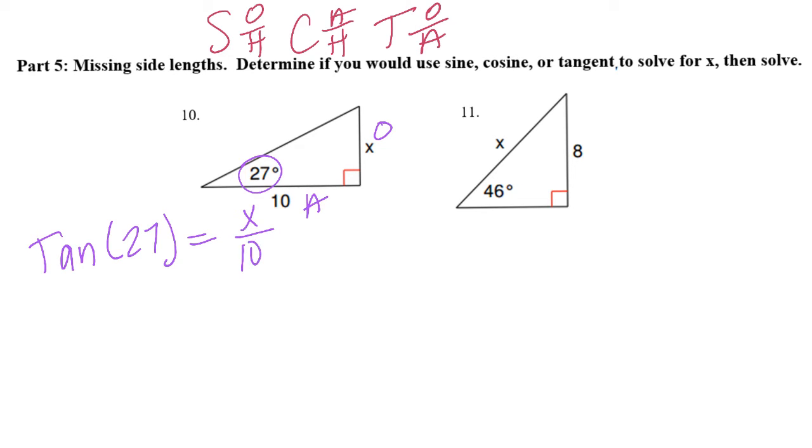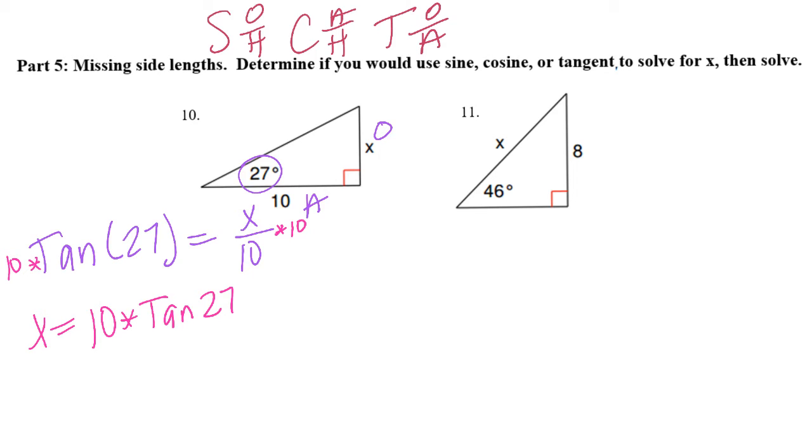So x over 10. And then to solve, we've got to times by 10 on both sides because we want to get x by itself. So x is going to equal whatever 10 times the tangent of 27 is. I'm going to type that in my calculator. And this is where it's important to make sure you are in degree mode.